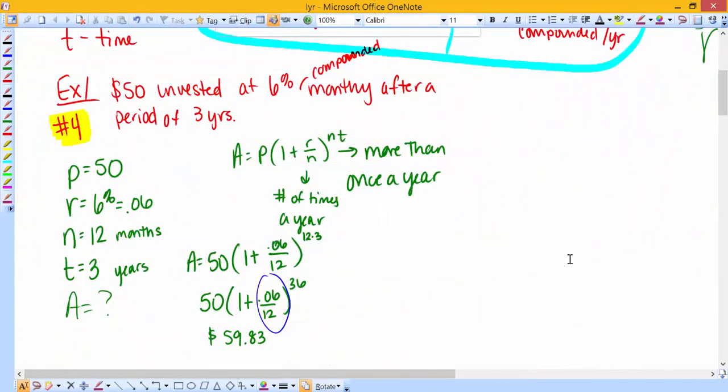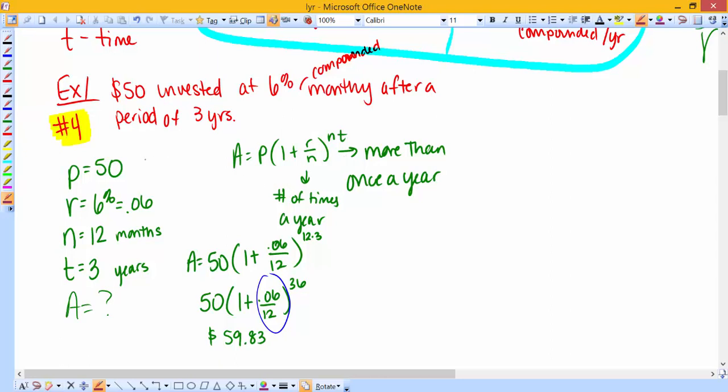So again, I'm not going to be working any of these out for you because of not having my calculator, but I will explain where everything is coming from and talk you through how to plug into your calculator. So I have $50 invested. That's your principal. At 6%, that's 0.06. Compounded monthly, that's n equals 12 times a year. For 3 years, that's your time. Because we are using n, we use the ugly looking formula that does not have a cool name like PERT.